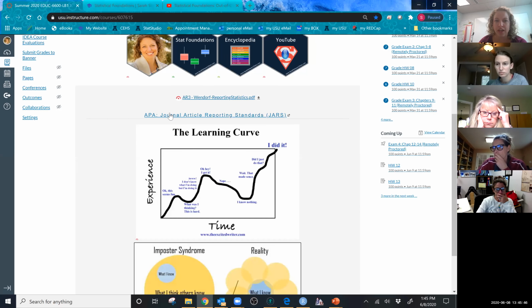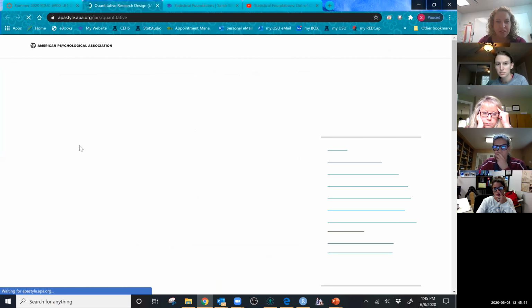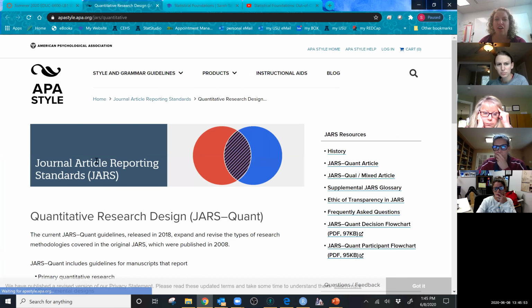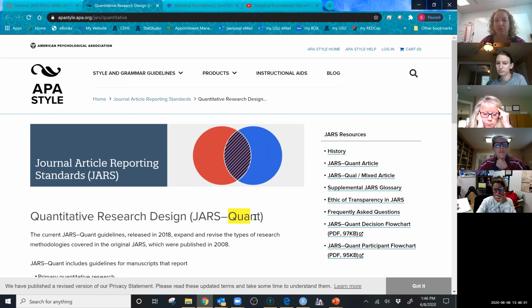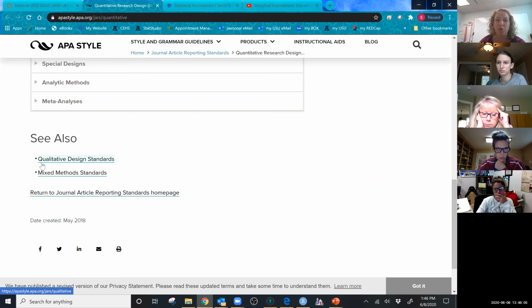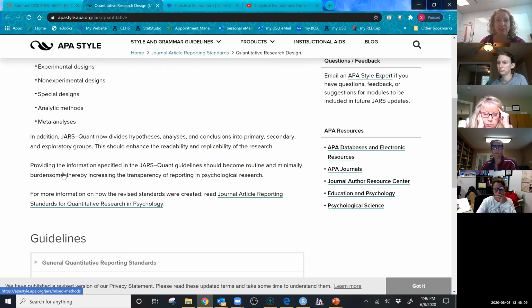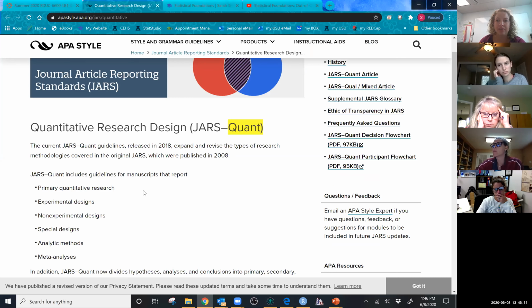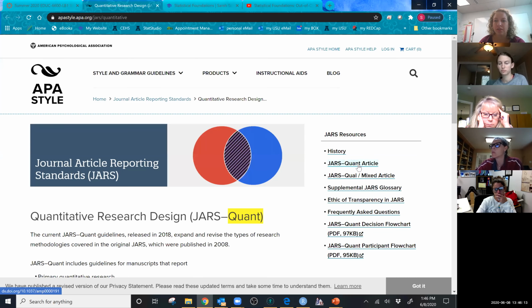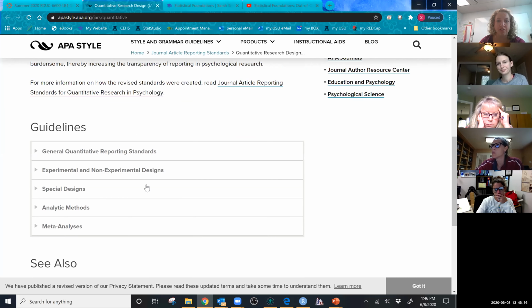There is also now this second link. This is for the JARS, which stands for Journal Article Reporting Standards. This is by APA, so this is the source. This is the link that goes to the quantitative methods. There are links at the bottom for the qualitative and mixed methods papers. They have slightly different standards, but it has lots of information for you.